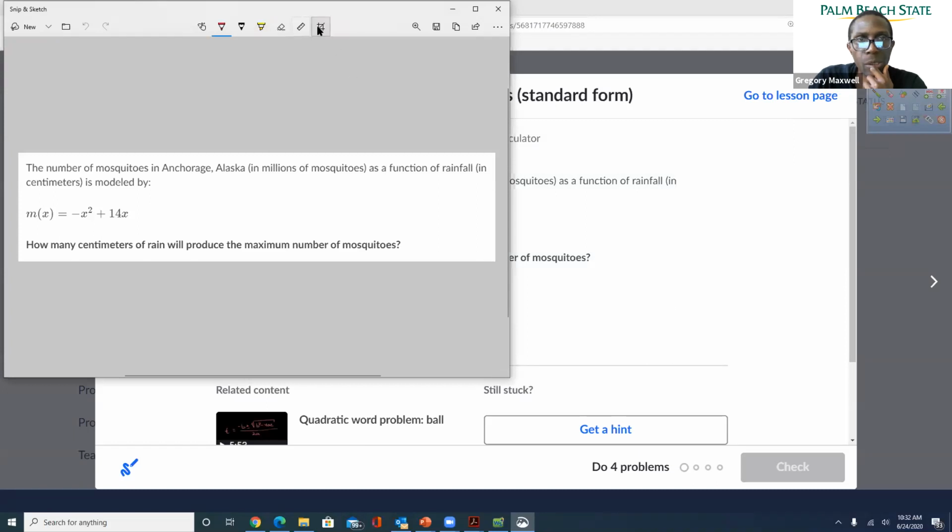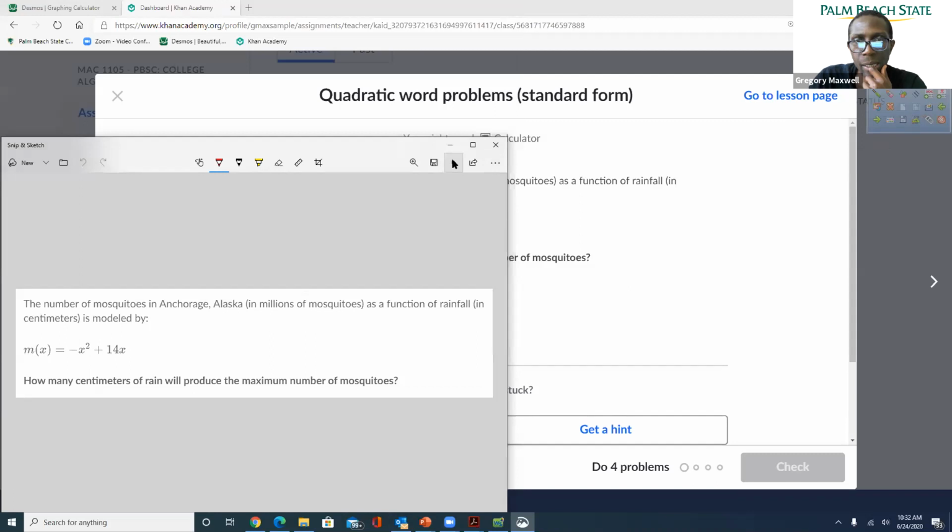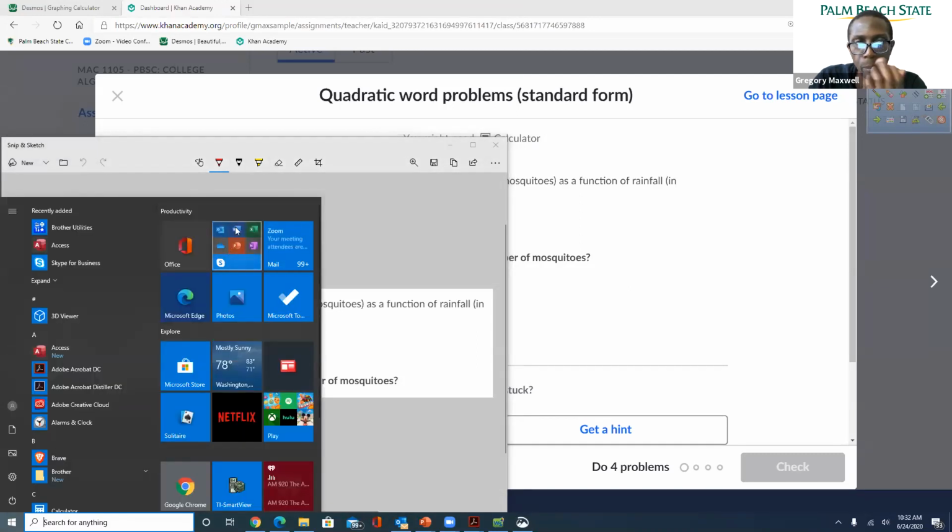And then once you snip it, copy that snip and paste it into a Word document or PowerPoint or whatever. And then you can send that to the tutor and say, can you help me with that?